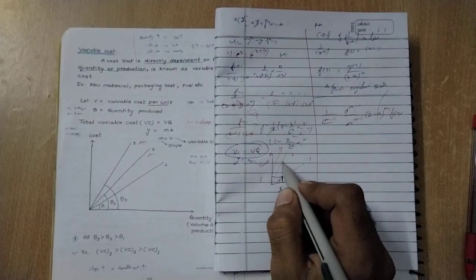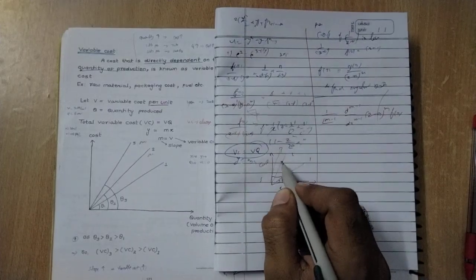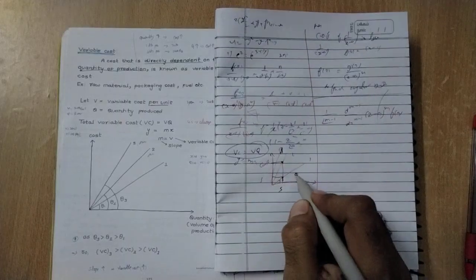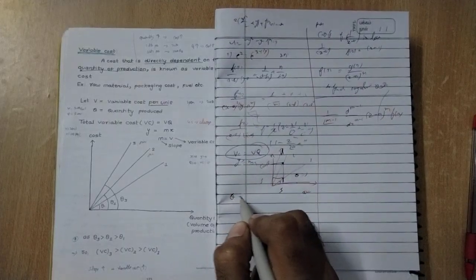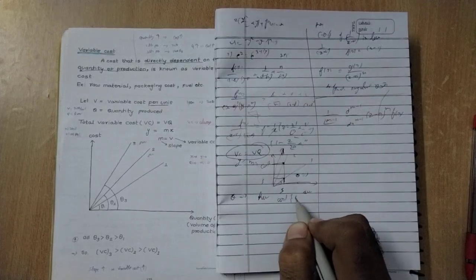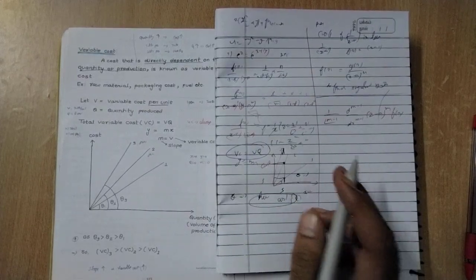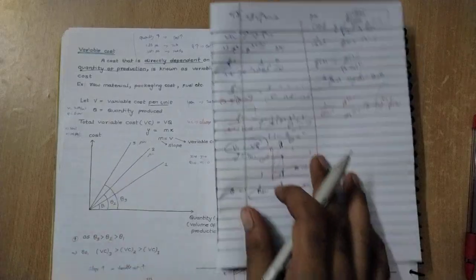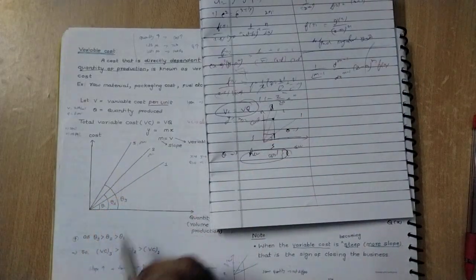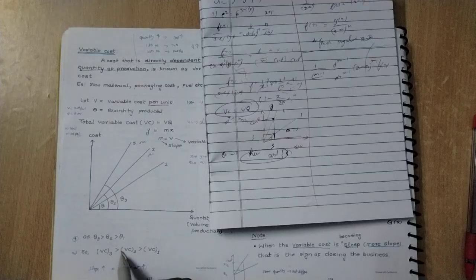But for the same quantity of 5 on another curve, you can see that the cost is so much. For the third curve, theta tells how much the cost and the quantity vary. So the variable cost for the third one is literally so much. Variable cost of 3 is greater than variable cost of 2, which is greater than variable cost of 1. I think you're getting the point.